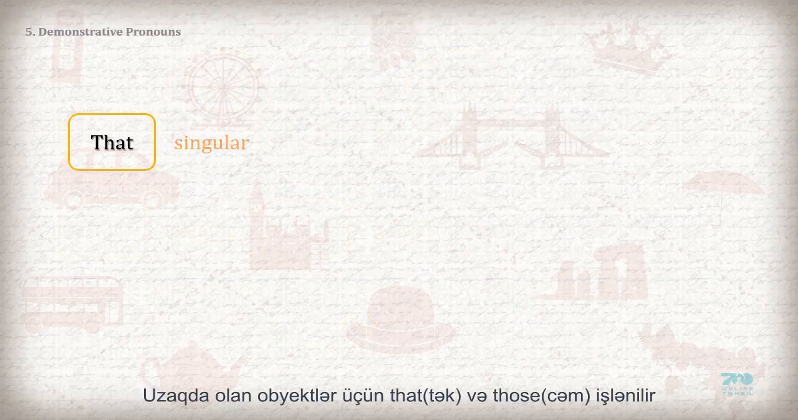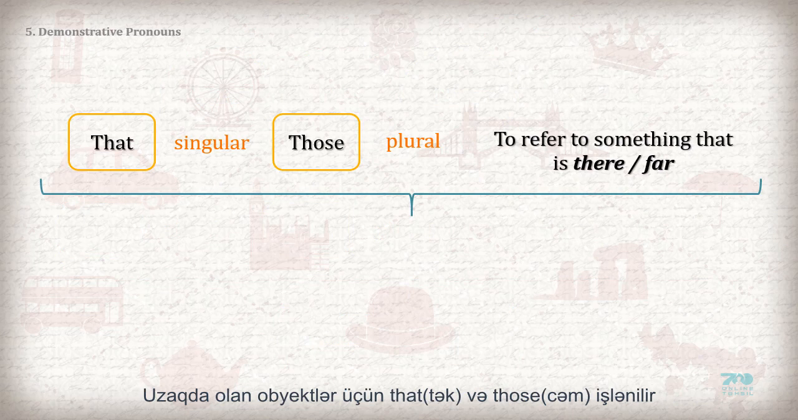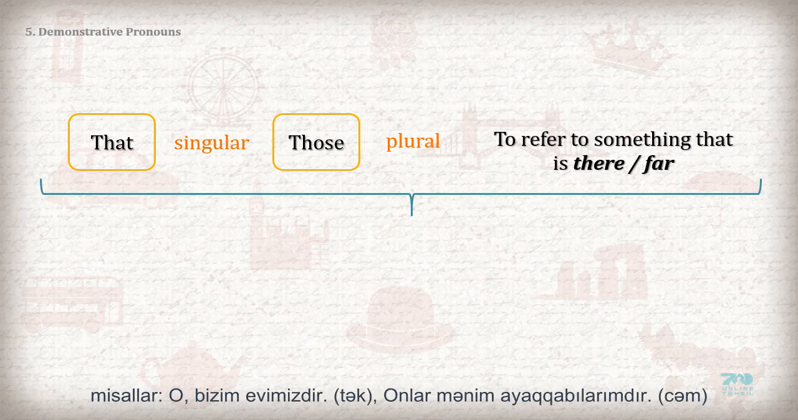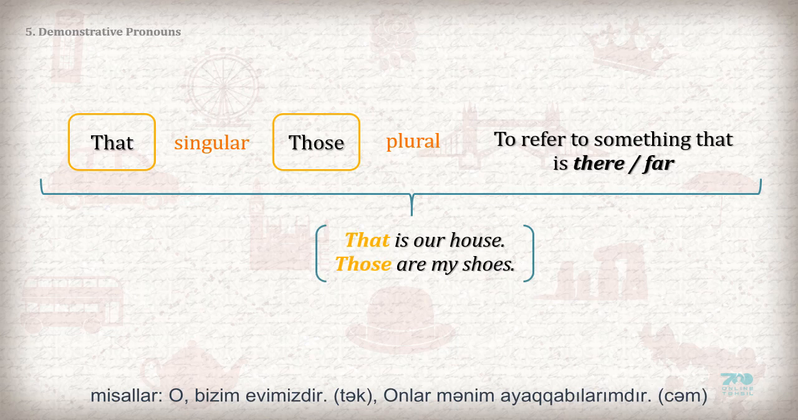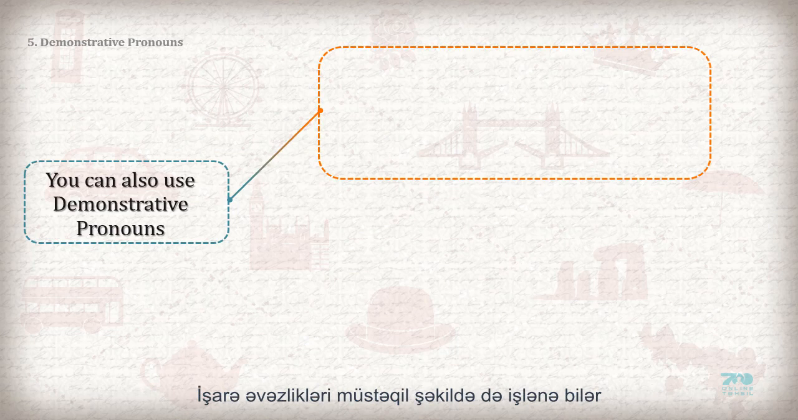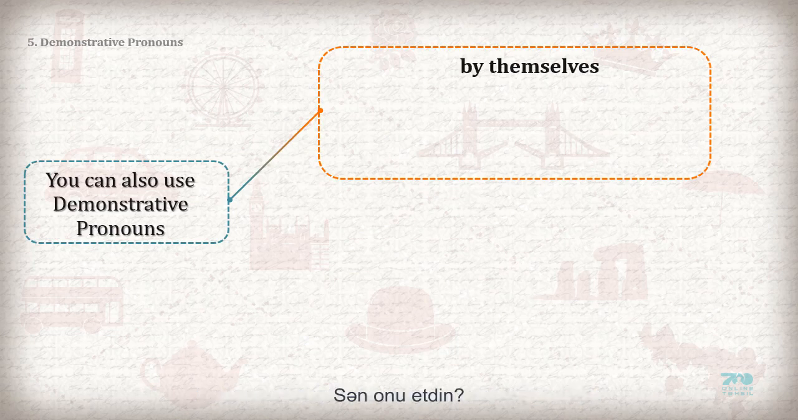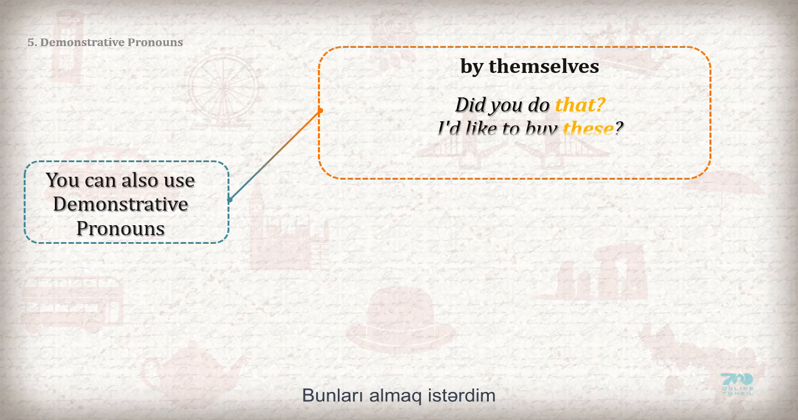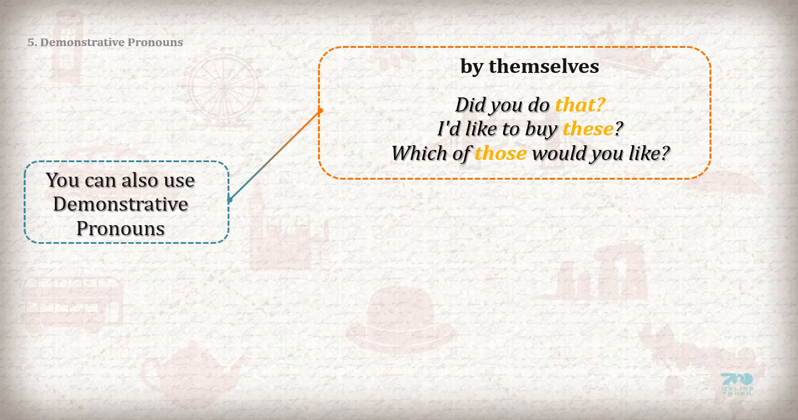We use that, singular, and those, plural, to refer to something that is there, far. Examples: That is our house, singular. Those are my shoes, plural. You can also use demonstrative pronouns by themselves. Did you do that? I would like to buy these. Which of those would you like?